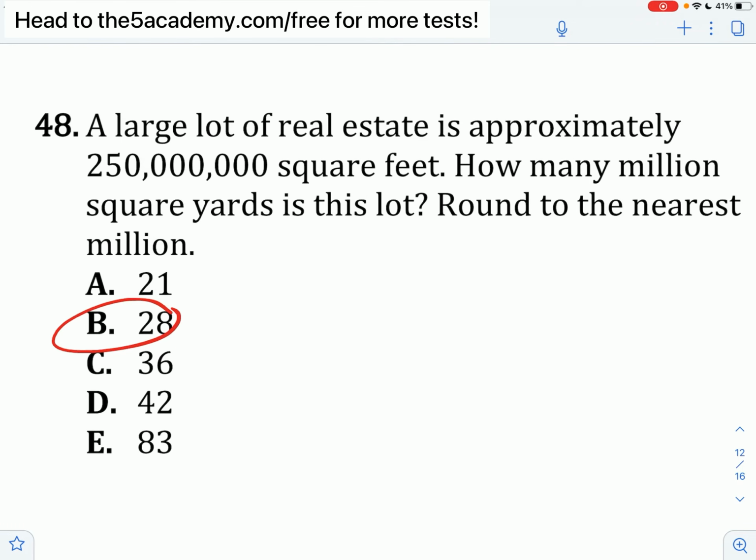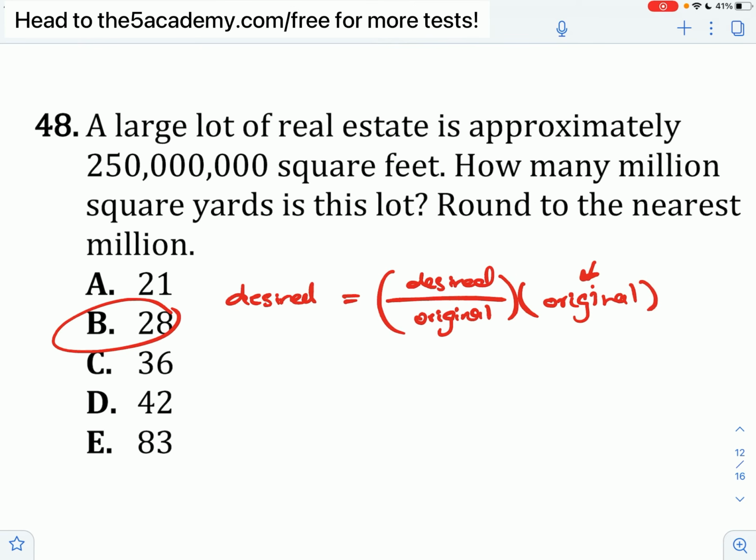Okay, so the way you do this is you have a formula. The formula is basically your desired unit equals a ratio of your desired unit to your original unit times the original unit.